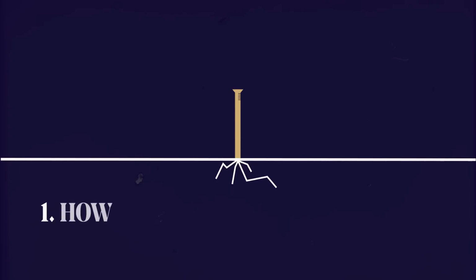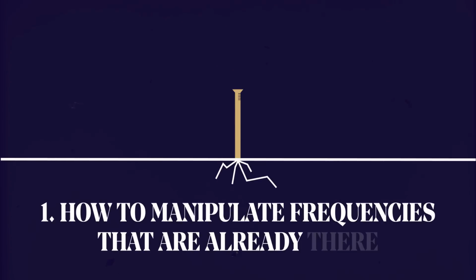Nail number 1, understand how to manipulate frequencies that are already there. This means gaining an intimate understanding of EQ and how it affects your instruments and the relationship between those instruments. You need to understand that it often can be more effective to cut unnecessary frequencies out of instruments or groups of instruments than it is to boost frequencies you want more of. Know what to cut or boost and why.